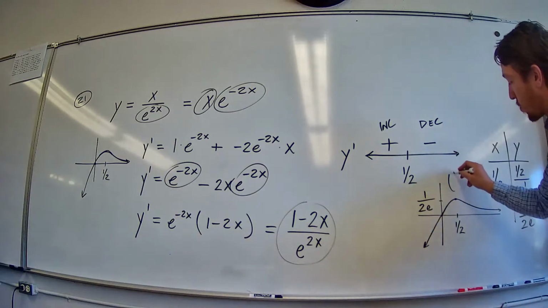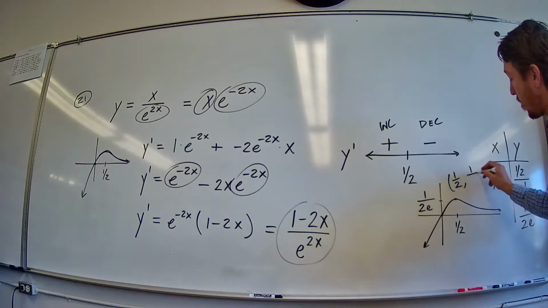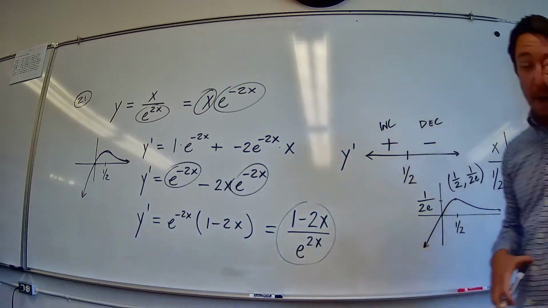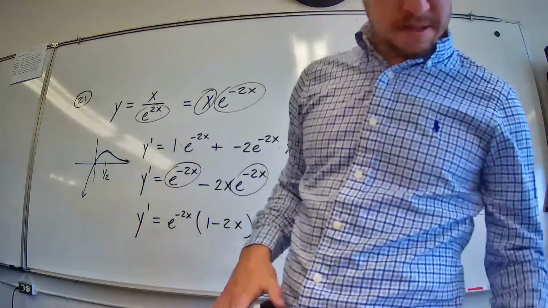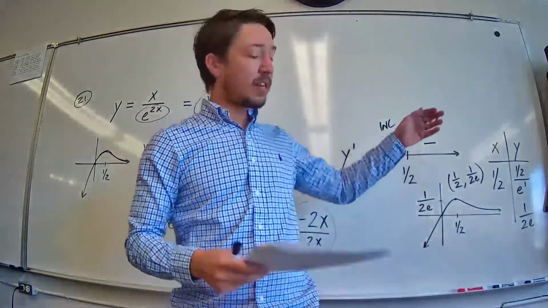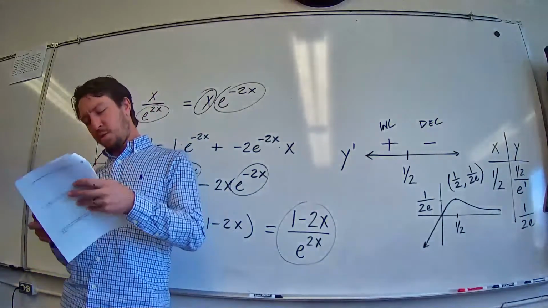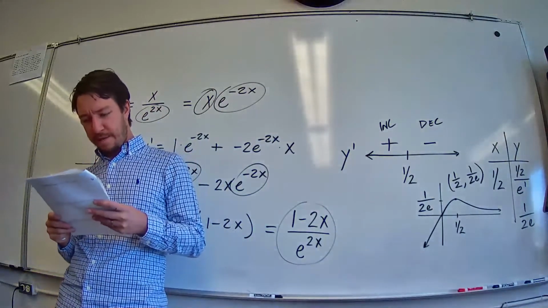So this point has coordinates 1/2, 1/2e. Cool beanies? Amazing. Lovely. Any local mins? No. So we have the increasing, decreasing intervals, and so on and so forth. So are we okay to move on to some neato stuff?